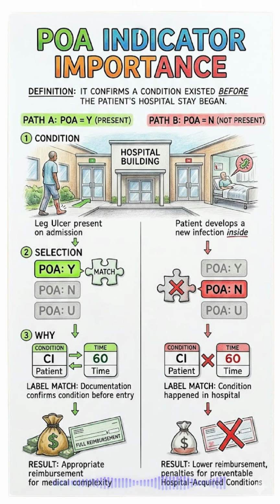25. Which term describes an infection that a patient catches while they are staying in the hospital? This is called a hospital-acquired condition, and it hurts the quality scores of the hospital. Hospitals try very hard to prevent these infections because they cause poor outcomes and financial penalties.